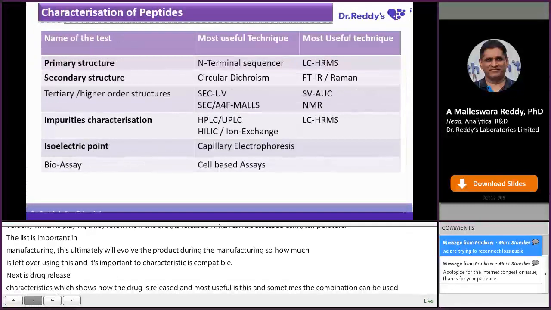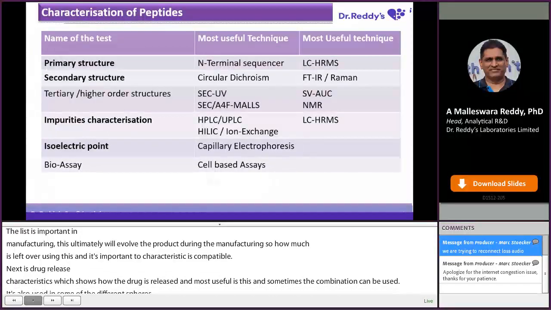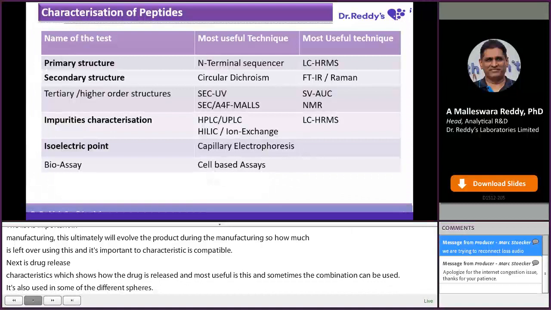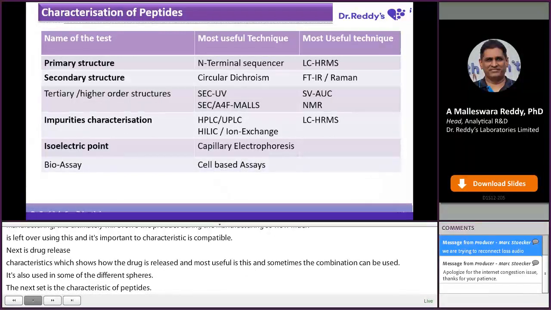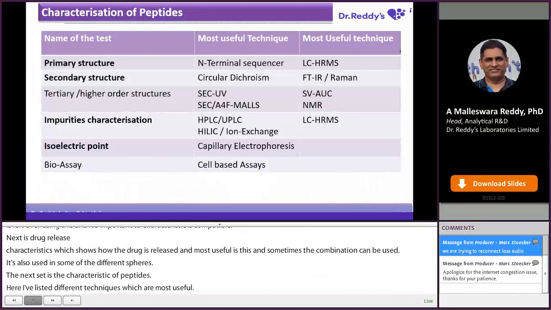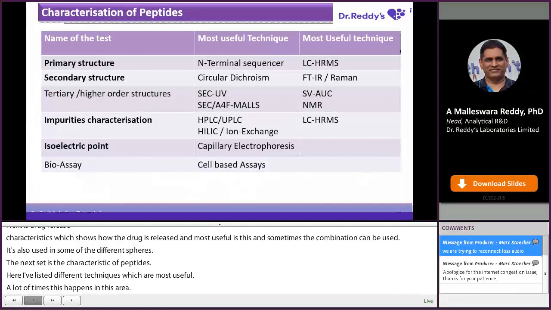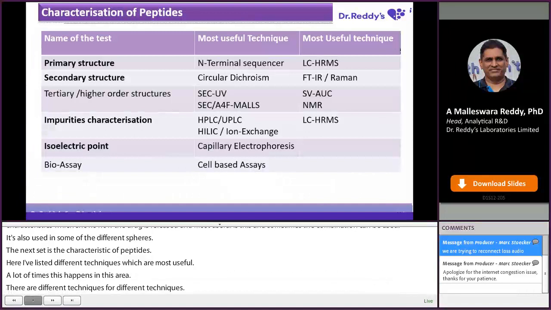The next set of products is the characterization of peptides. Here I have listed different techniques which are most useful for characterization of peptides. Over a period of time, a lot of research has happened in this area, and a recent FDA workshop listed very clearly the different techniques required for various characteristics. The most important thing to notice is that for every characteristic we study, a minimum of 3 different techniques are used, 1 primary and 2 orthogonal.